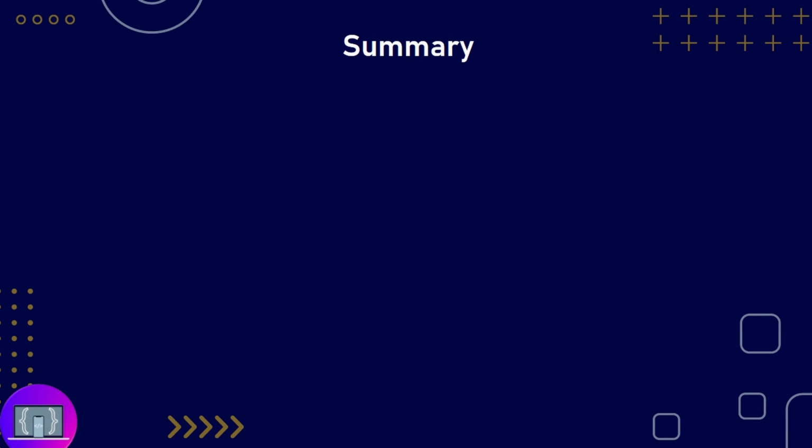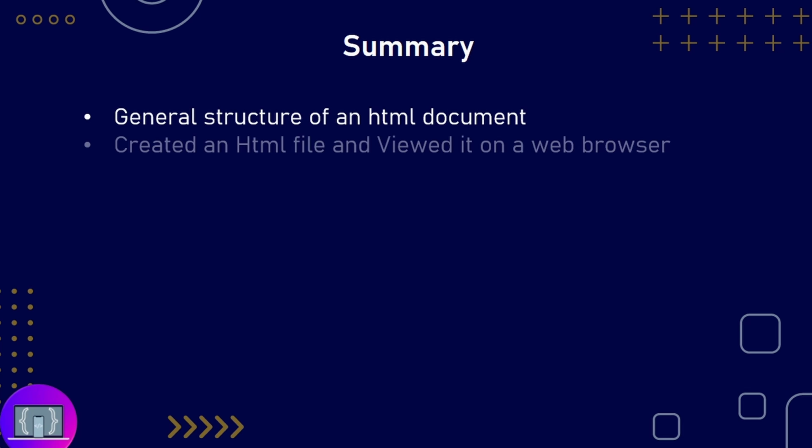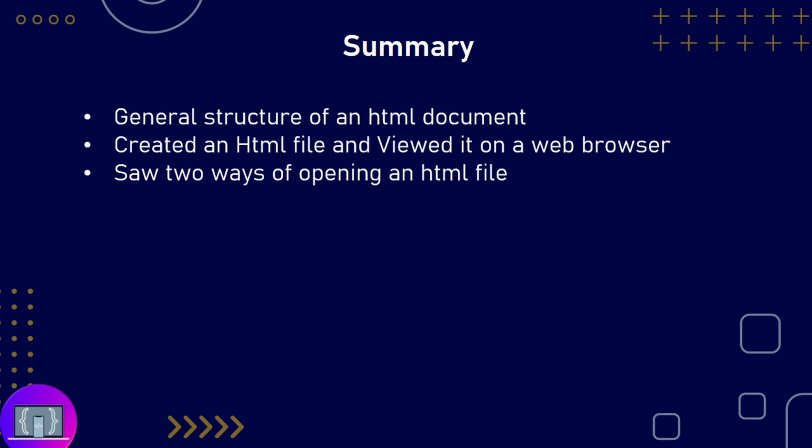So a summary of what we saw in this video: we saw the general structure of an HTML document. We saw that an HTML document is just made up of HTML elements, with these elements nested inside one another. Each element had an opening tag and a closing tag with some content in it. We went ahead and created our first HTML file, and we were able to open that file in a web browser. We saw two ways of opening an HTML file. The first way being by clicking on the file and opening it with your web browser, and the second way was using a package in VS Code called Live Server to open the file.